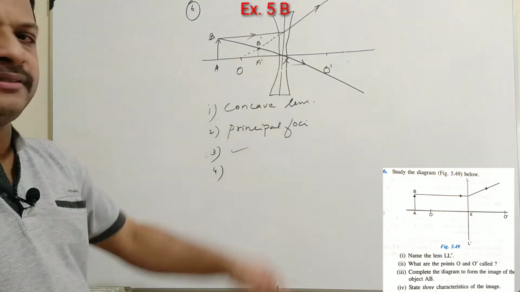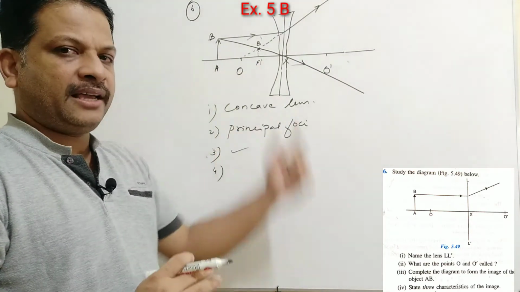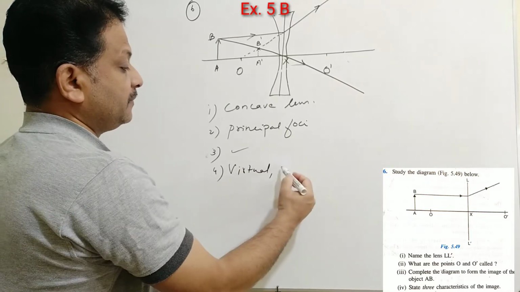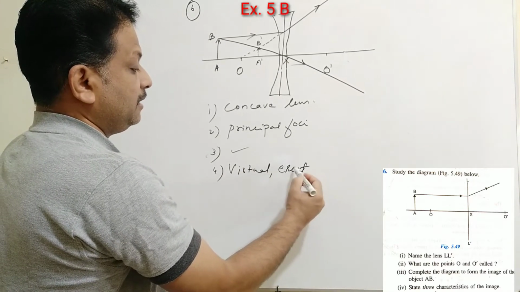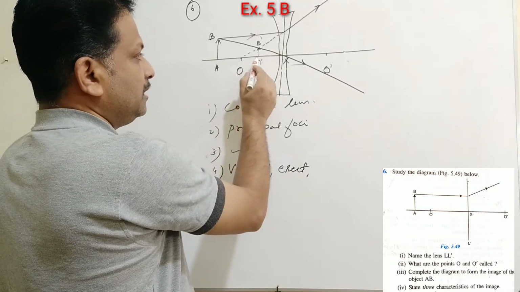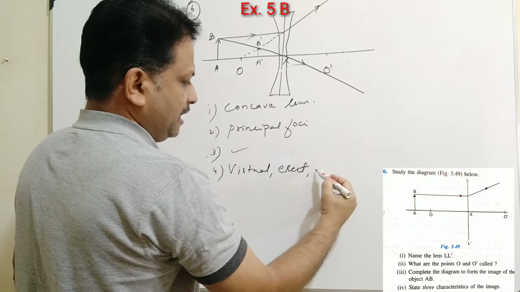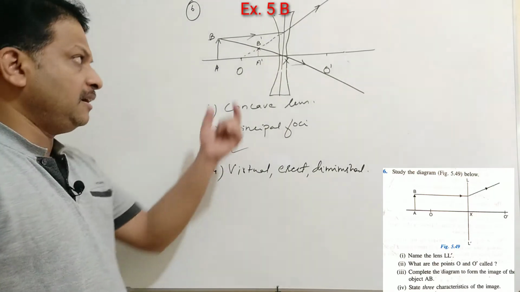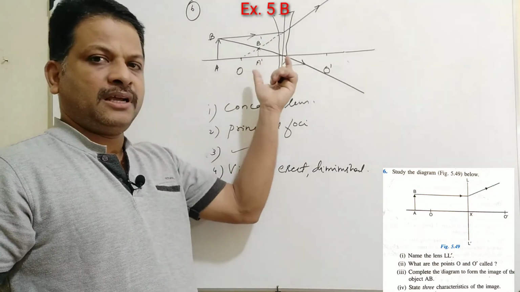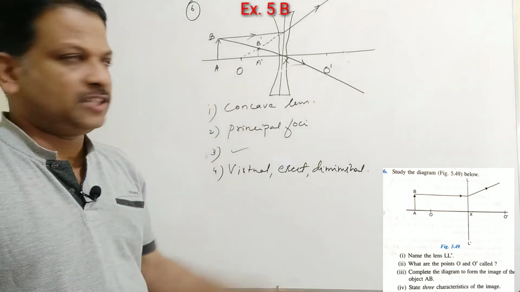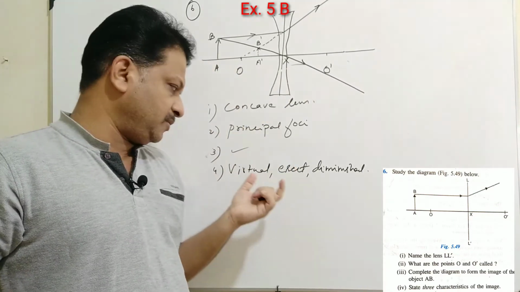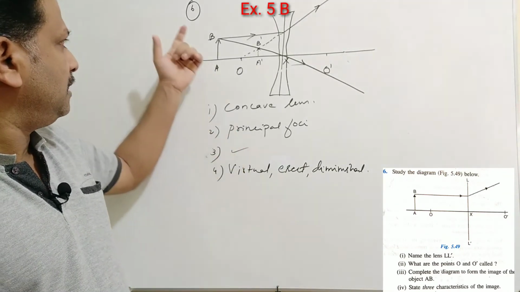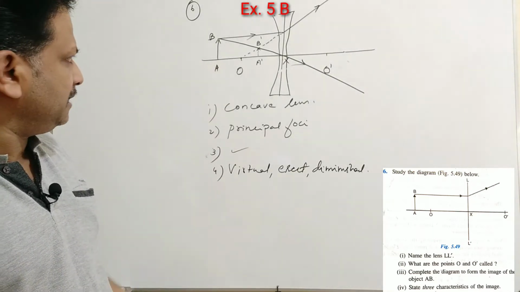Fourth part, you have to write the characteristics. Now all of you can say the characteristics looking at this diagram. Concave lens always forms a virtual image. Virtual images are always erect or upright and diminished, smaller than the size of the object. So concave lens always forms a virtual, erect and diminished image for all positions of the object. Irrespective of the position of the object, a concave lens forms a virtual, erect and diminished image. Keep it in mind. So this question number 6 is completed.